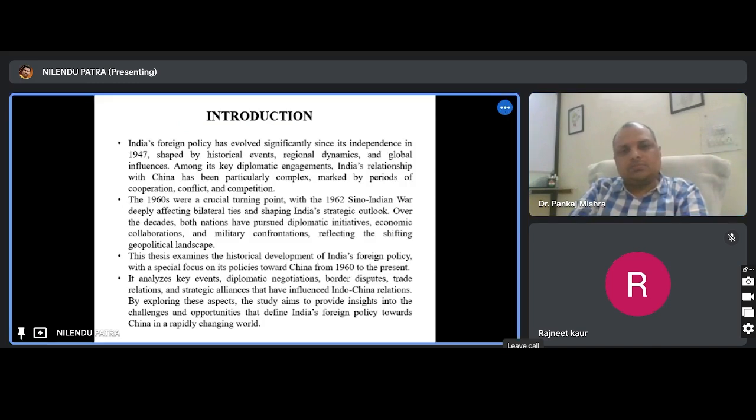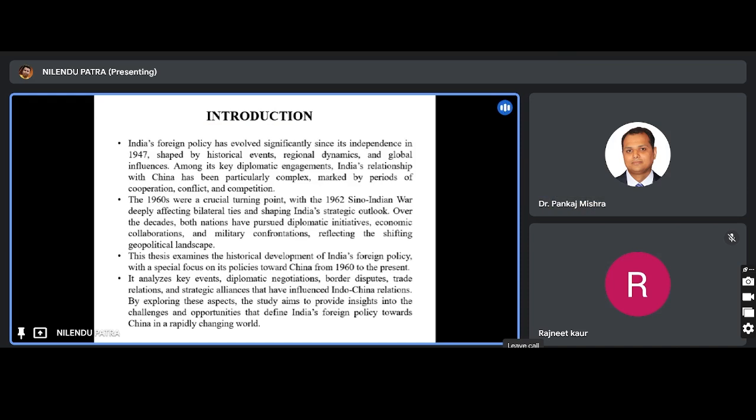Introduction. India's foreign policy has evolved significantly since its independence in 1947. This thesis examines the historical development of India's foreign policy with a special focus on its policies towards China from 1960 to present. It analyzes key events, diplomatic negotiations, border disputes, trade relations, and other issues in Indian-China relations, and the opportunities that define India's foreign policy towards China in a rapidly changing world.